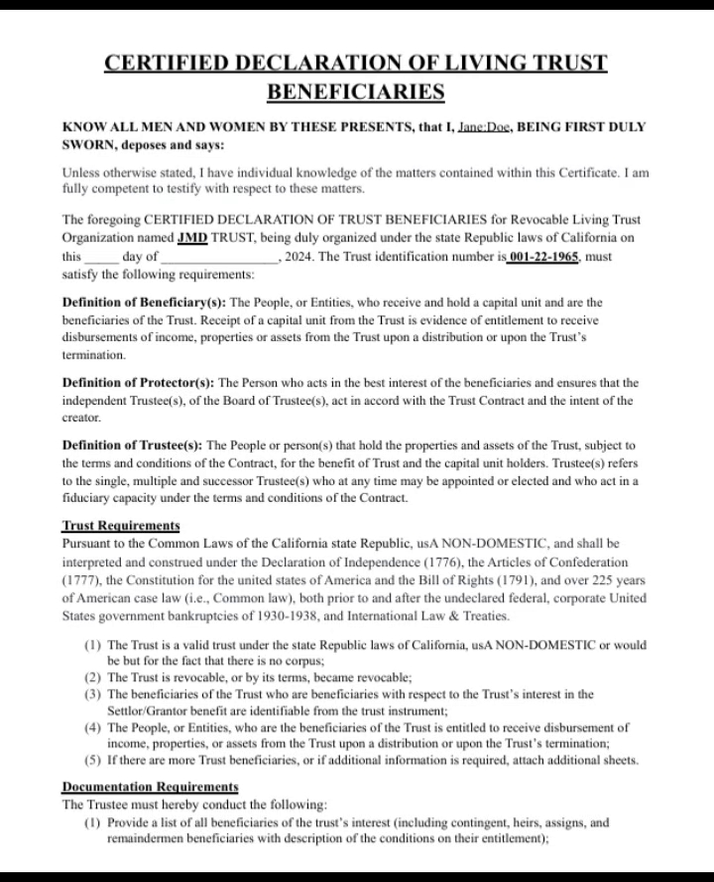trust identification number must satisfy the following requirements. So the definition of beneficiaries: the people or entities who receive and hold a capital unit are the beneficiaries. Receipt of capital unit from the trust is evidence of entitlement to receive disbursements of income, properties, or assets from the trust upon distribution or the termination. Definition of protector: the person who acts in the best interest of the beneficiaries and ensures that independent trustees of the Board of Trustees act in accordance with the trust contract and the intent of the creator.